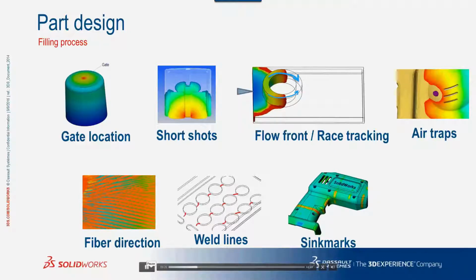We look at fiber direction and velocity vectors to see the flow of your plastic, which come into play when you're looking at strength of material. And we look at weld lines. Weld lines are bad in 2 ways: they can be structurally bad, but also optically bad. And then sink marks. Sink marks aren't structurally bad, but optically they can be bad. It's something that we can predict for you right now.